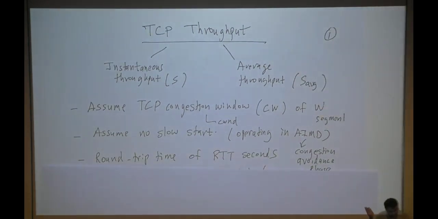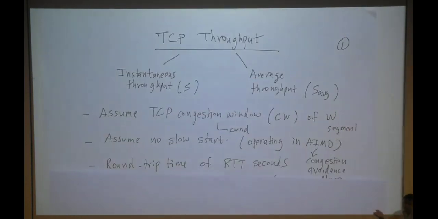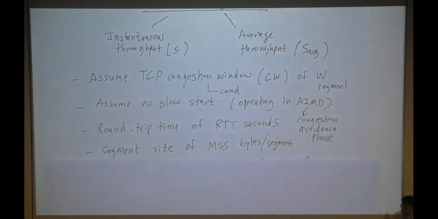So assume no slow start. I'm just operating in AIMD. Remember, I told you that if you look at long traces of TCP, you will see that it's operating mostly in the AIMD phase. Okay, assume a round trip time is RTT. And then a segment size is MSS bytes per segment. So remember, there was a variable called MSS, maximum segment size. So I'm going to assume that bytes per segment.